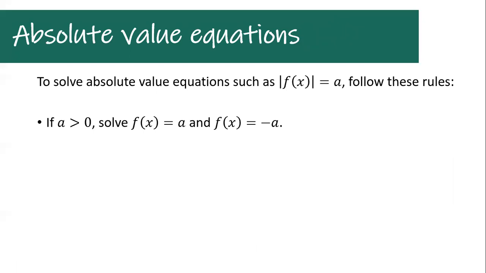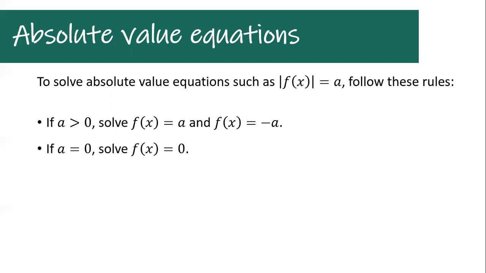Now that graph right there, that was the V, brings us to our next point, absolute value equations. So to solve an absolute value equation, such as the absolute value of f of x equals a, you're going to follow a handful of rules to help simplify it for you. First of all, if the value of a is greater than 0, you're going to solve f of x equals a and f of x equals negative a, and any of the solutions that meet those criteria will give you a correct answer. So all solutions are valid.